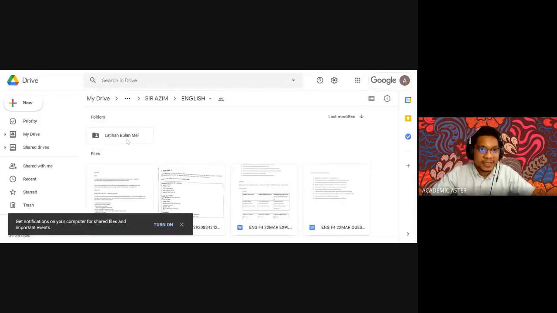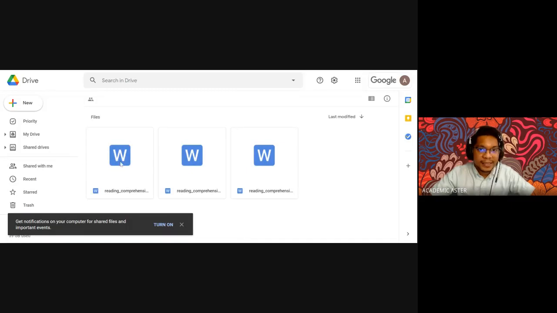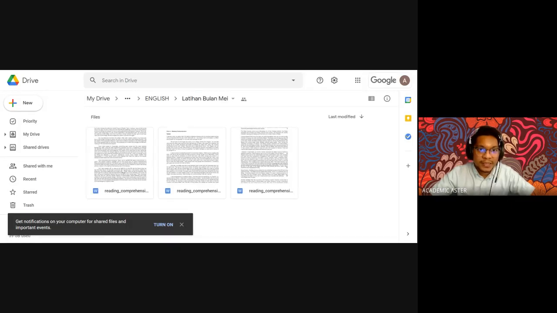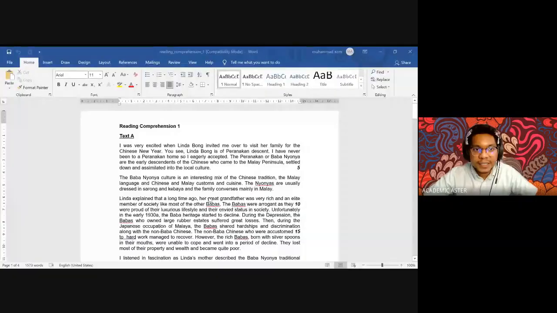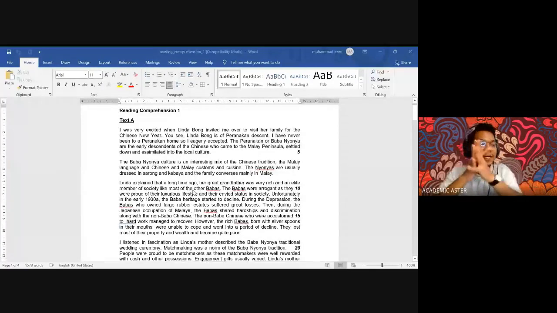Okay. Once you open the English file, there's one separate file, latihan bulan Mei. Click on latihan bulan Mei. And then there are three documents: reading comprehension 1, 2 and 3. Download the first one first. Okay. Alright, now, settled? Settled. Continue with the text just now. So just now, we had Navina. The second one, Adib, the second paragraph.